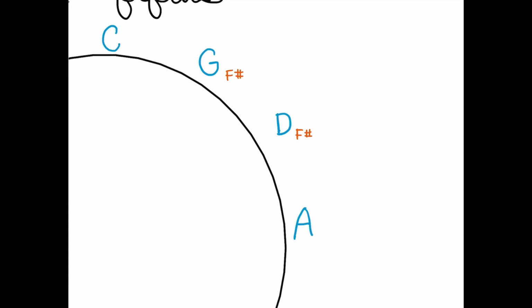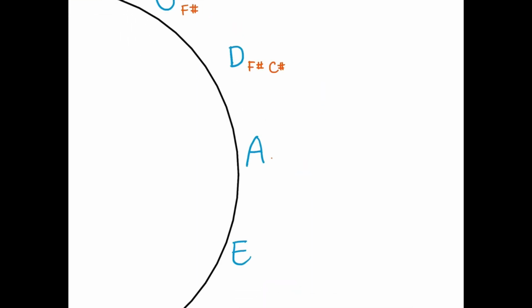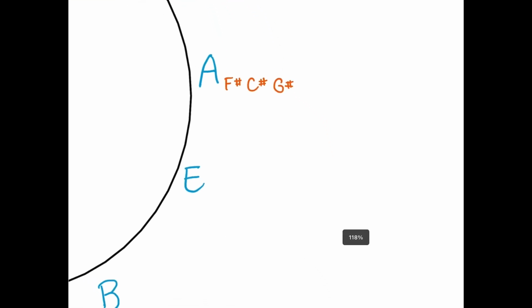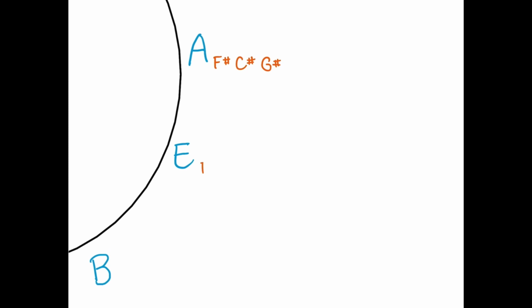And then as you move along, you just continue adding one more sharp until we have run through all of these sharps. So in the key of A, you have 3 sharps. It's going to be F sharp, C sharp, and G sharp. In the key of E, you have 4 sharps, which are F sharp, C sharp, G sharp, and D sharp.